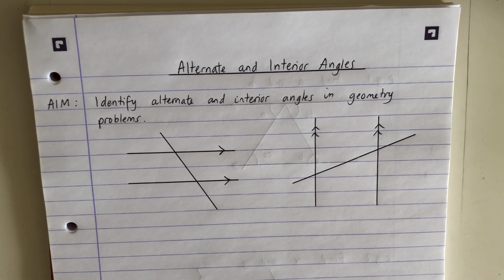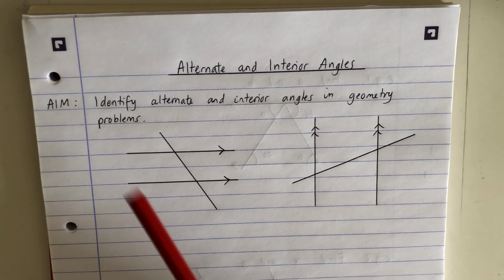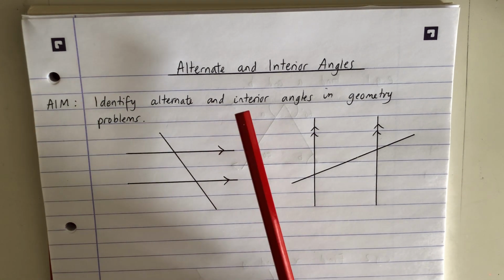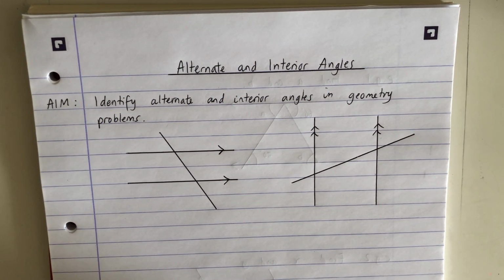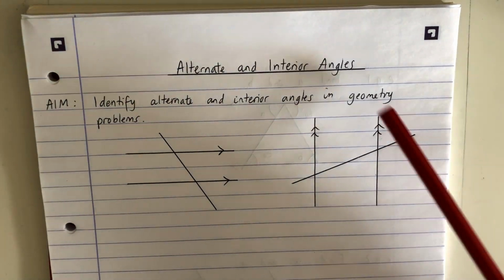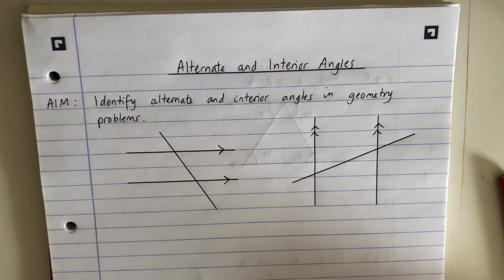Going to move on to alternate and interior angles today. We did corresponding angles, or the F angle, last lesson, and now we're doing alternate and interior angles. So the main aim of today is to identify alternate and interior angles within geometry problems. So it's still stuff to do with parallel lines. So drawing a couple of parallel line diagrams here.